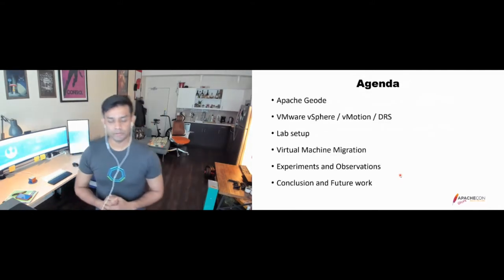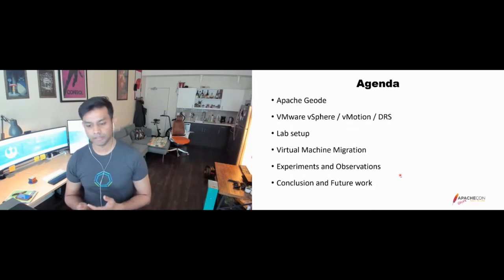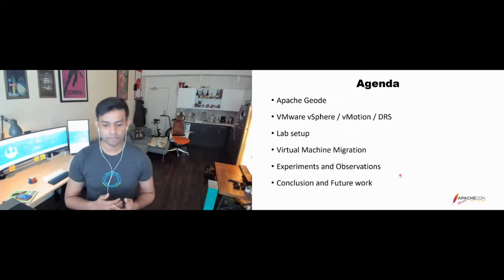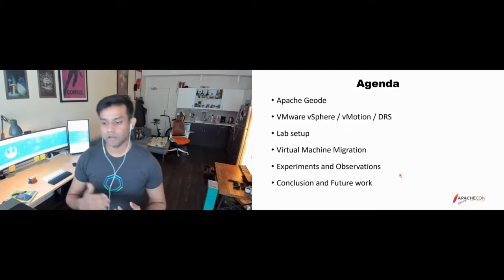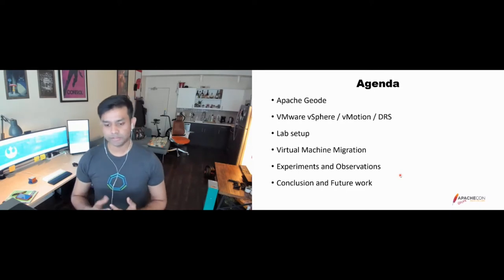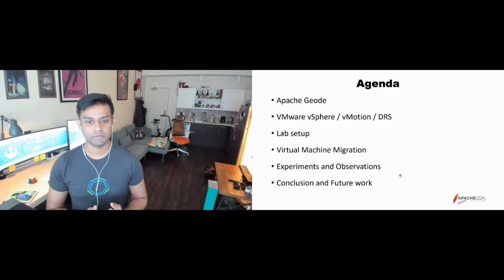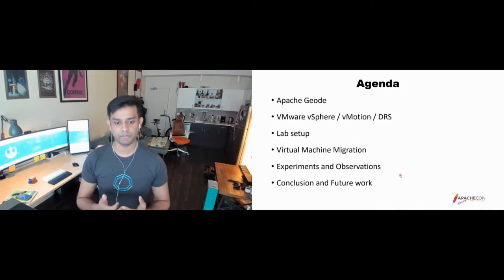The agenda for this talk: I'll begin with a short introduction about Apache Geode and the topology that we'll be using in this experiment, an explanation of all the terminologies that exist in VMware's vSphere virtualization platform ecosystem, and then the motivation, the lab setup, the experiments that we conducted, the observations, and the future work related to those experiments.